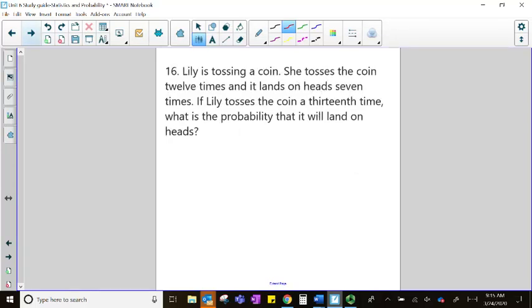Lily's tossing a coin. She tosses a coin 12 times and it lands on heads 7 times. If Lily tosses a coin a 13th time, what is the probability that it will land on heads? And when you have a coin, there are 2 sides. There's always a 1/2 chance.